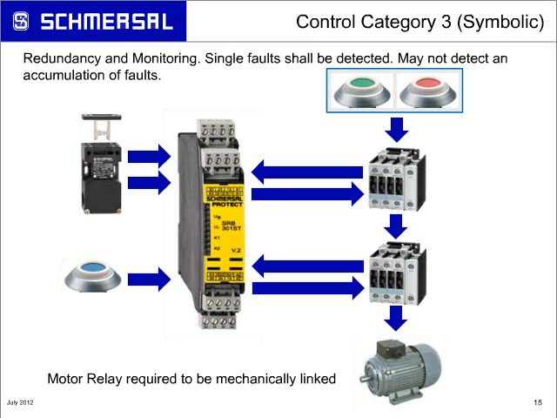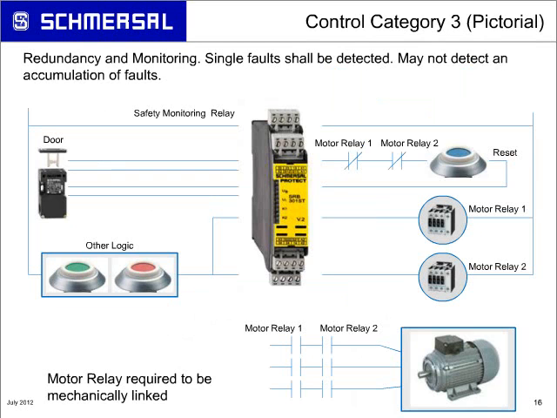When you look at the pictorial, similar to Category 2 where you have the safety relay in the middle, but one of the differences, you have two independent signal paths coming from the door interlock switch, and now you have two independent contactors that are driving the motor. Again, if one fails, you see the normally closed contacts in series with the reset push button, that you will never be able to reset that safety relay if you have a failure in one of the contactors.